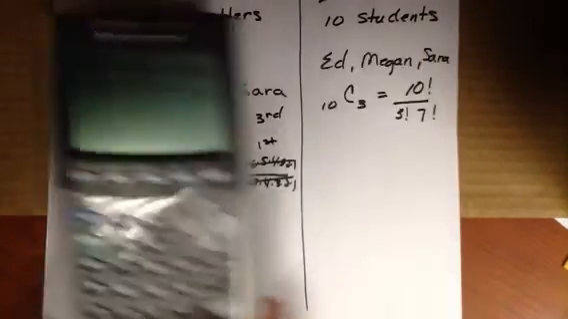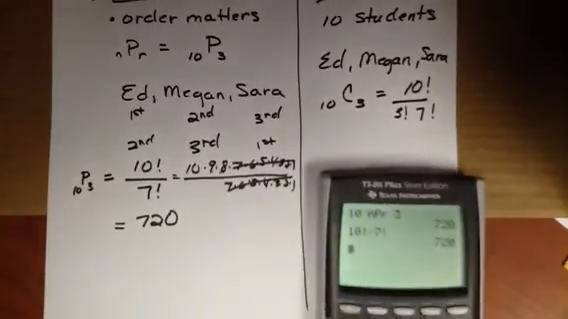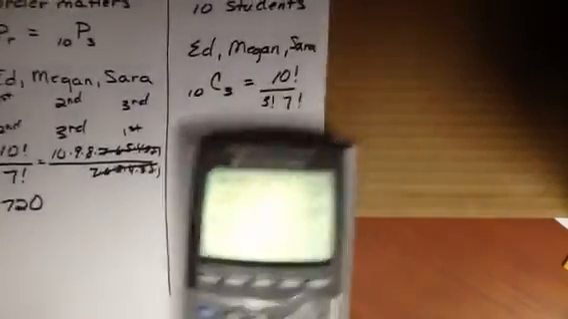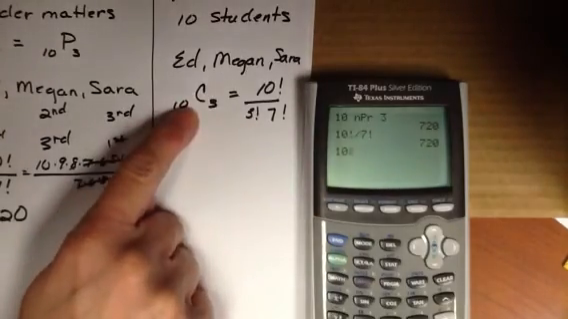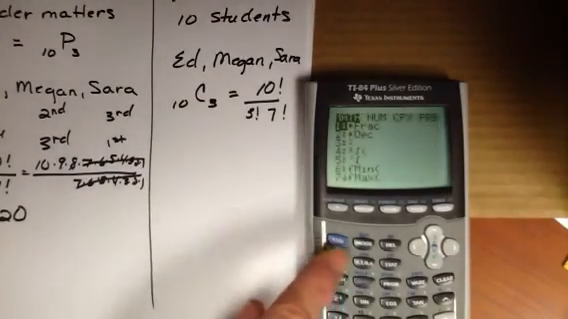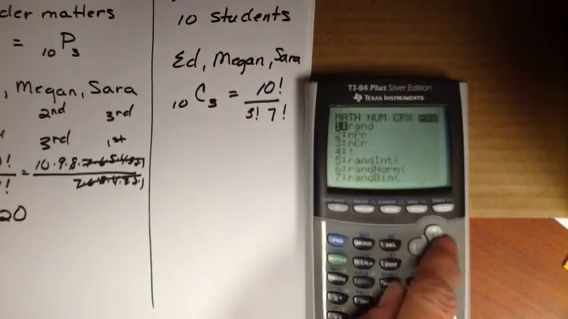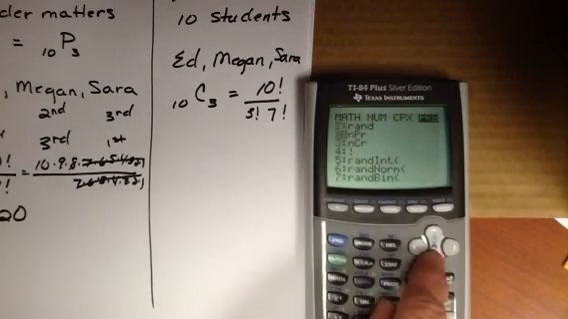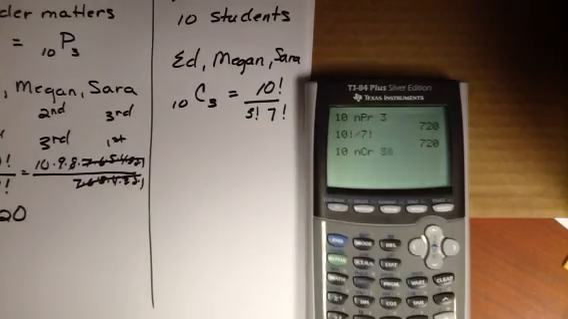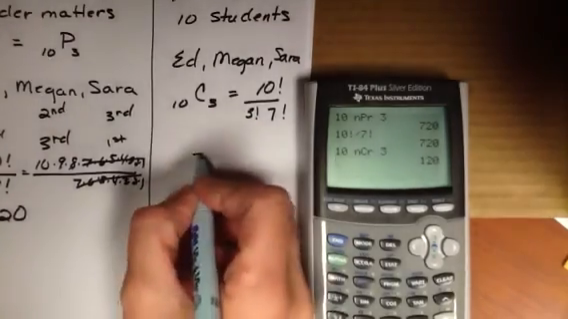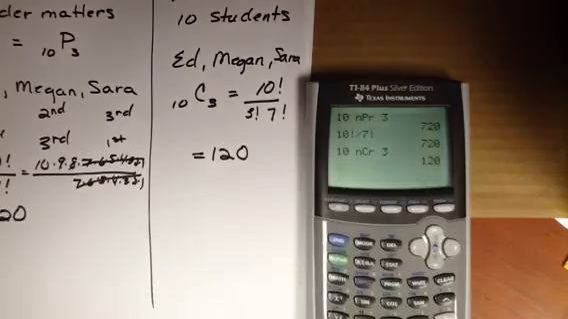Okay? So let's do the combinations using the calculator. We're going to put in our n first. Then go to math, over to PRB, down to nCr, and then put in our 3. So there's 120 different ways I can choose 3 students to go help me carry boxes.